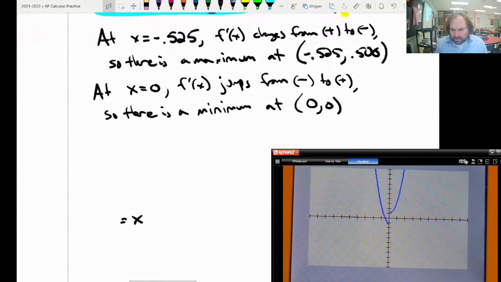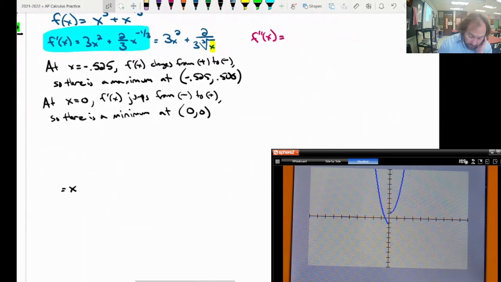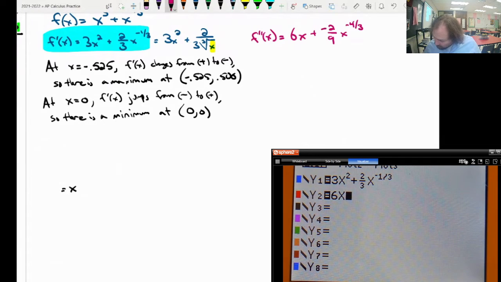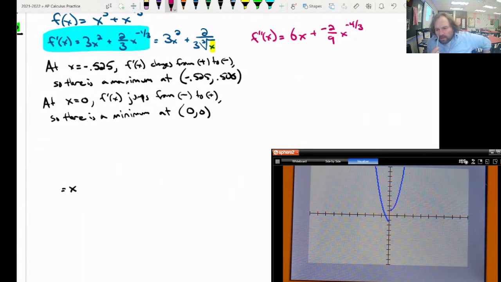Let's take a look at the second derivative for the point of inflection. F double prime of x, which is not going to be any more fun to deal with. It's going to be 6x plus, if we bring down the negative 1/3, negative 2/9 x to the negative 4/3 power. And again, we're just going to rely on the graph to do this for us. We're going to do 6x plus, in fraction form, negative 2/9, x raised to the negative 4/3 power. Just like that. I'm going to graph it right on top there. We're looking for any spot where this is equal to 0.